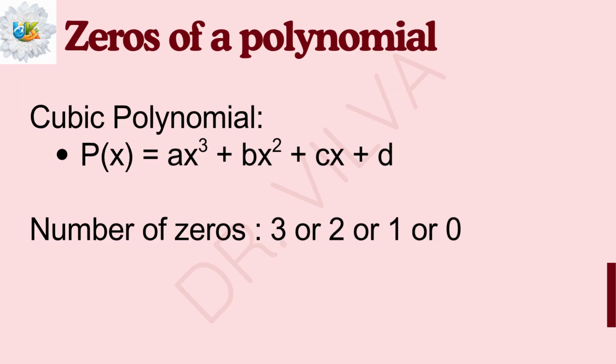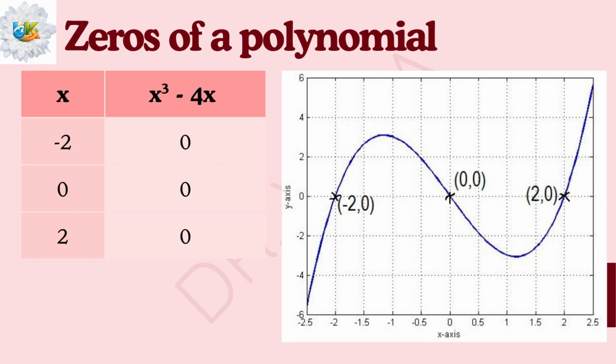Depending on the equation, a cubic equation can have 3 zeros, 2 zeros, 1 zero, or sometimes no zeros at all if it never touches the x-axis. In this example, we have 3 zeros, one at -2, other at 0, and the third one is at 2.